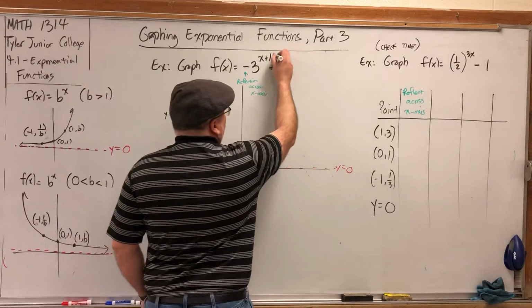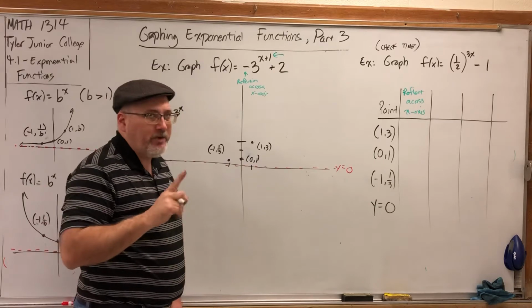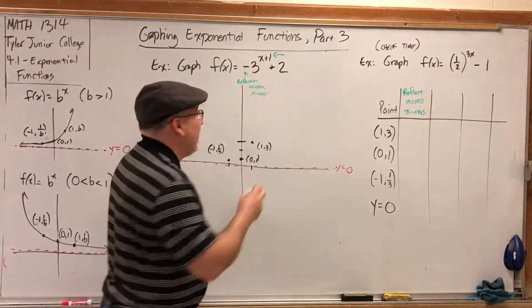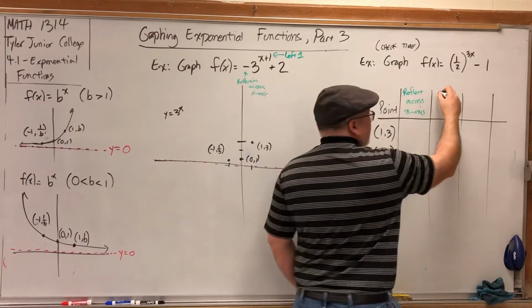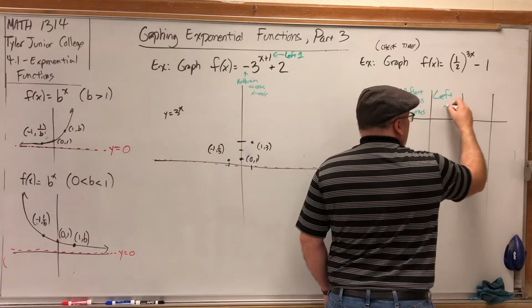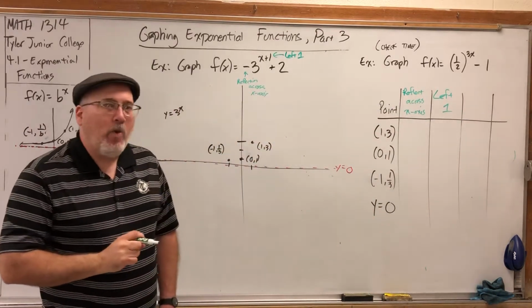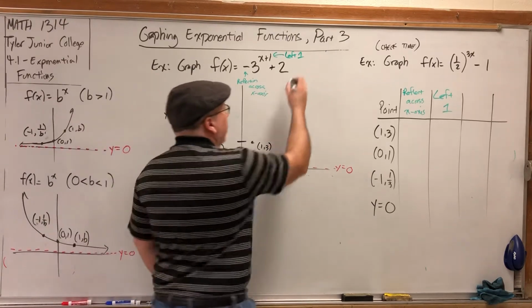The +1 on the x moves it in the x direction, but the opposite of what you would expect. You would expect a +1 to move to the right, but it actually moves to the left 1. So that will be our next transformation. And then the +2 at the end does what you expect to the y's in the y direction. It would move the graph up 2.